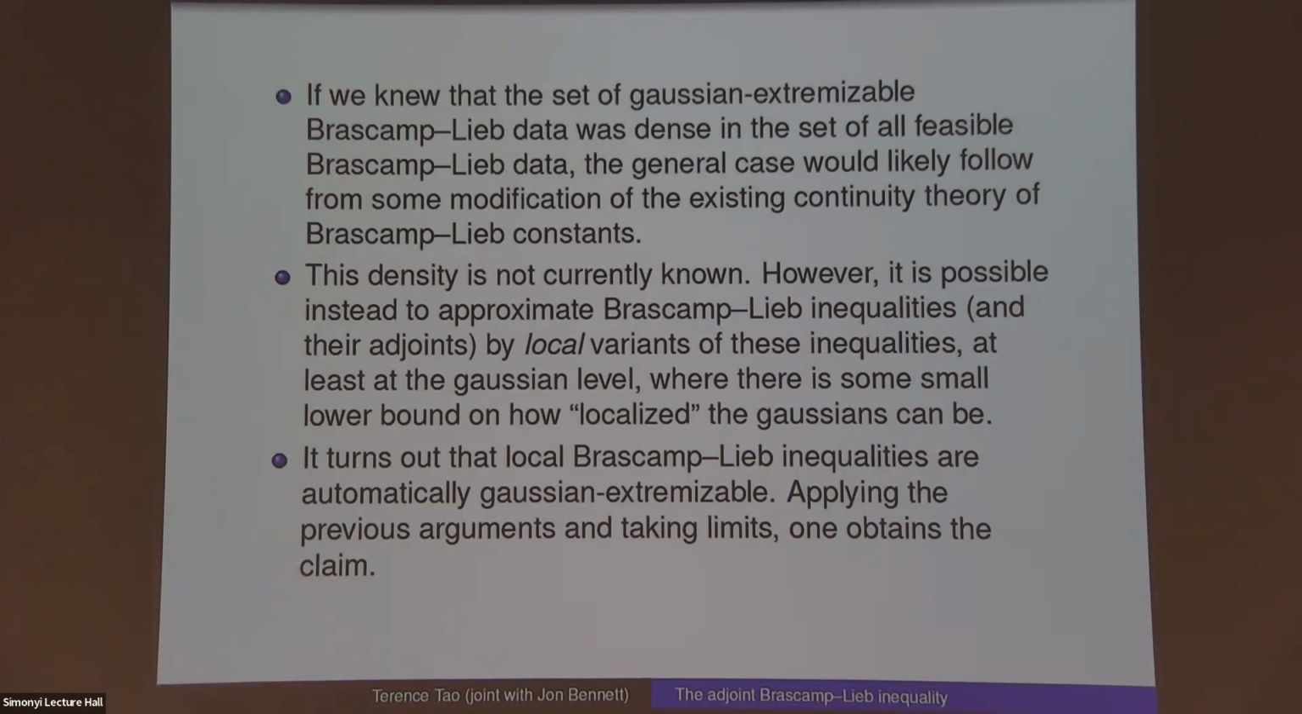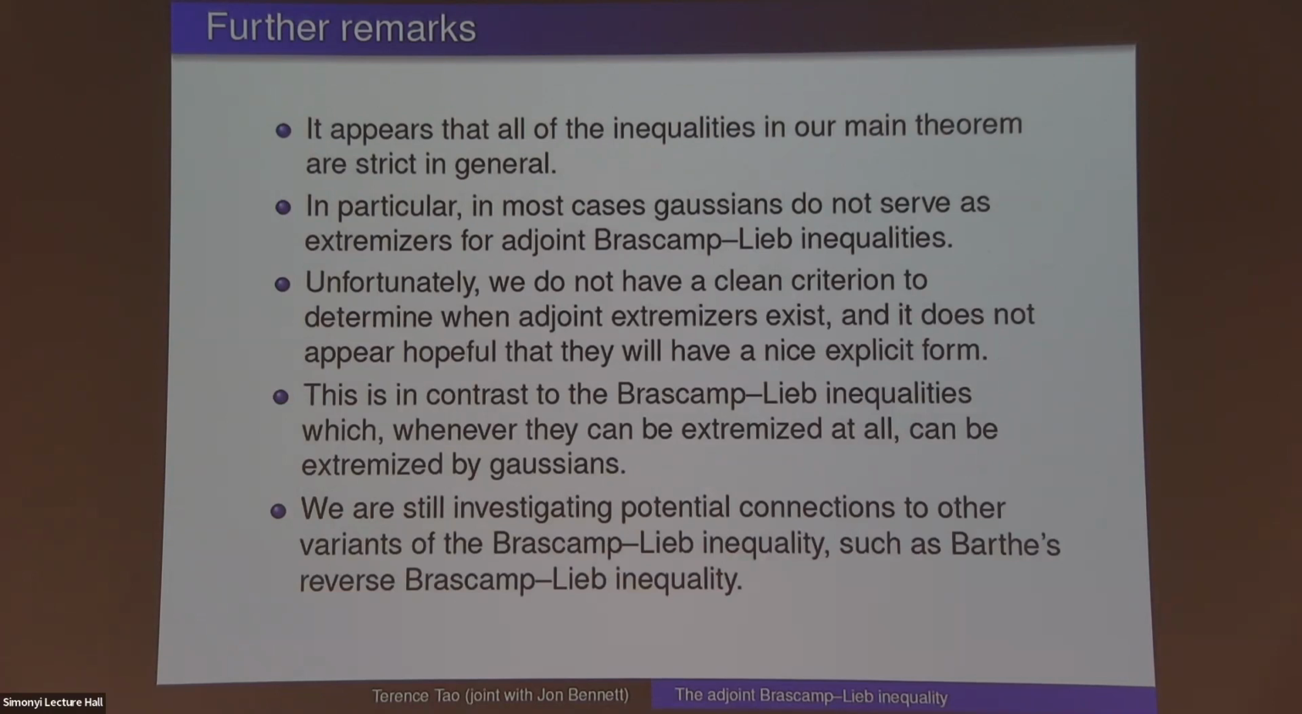And so, rather than try to figure out whether extremizable data are dense, you can just take any data, extremizable or not, blur it out a little bit to localize it, and then it's automatically extremizable by compactness. You can apply the argument I mentioned previously to get the right inequality for the local inequality, and you take a look. So it's a kind of standard juggling with epsilons type of argument that you often see in analysis. So that's how we get that lower bound.